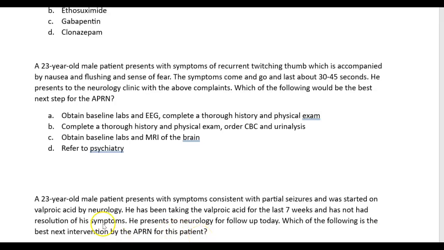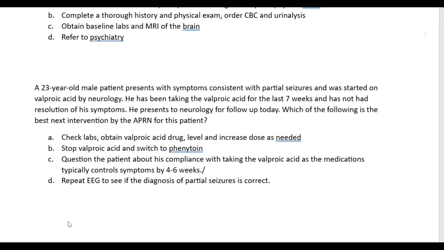Okay, same thing, you would immediately think 23 years old, they're not pediatric, they're not geriatric, it's a male, I'm not worried about pregnancy. I already know his condition is partial seizures and that he was started on valproic acid by neurology, and you would know from your preparation that this is an appropriate thing. And then you're going to go to your book and say, or you already know this, right? So he's been taking the valproic acid for the last 7 weeks and has not had a resolution of his symptoms. So he's been started on the appropriate drug, but it's not completely resolving his symptoms. What's going to be our next best step?